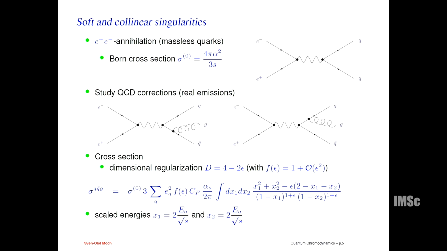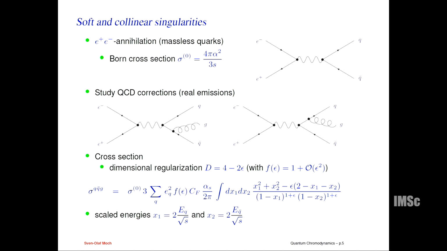So this is 2 minus x1 minus x2. And then in the denominator, those factors 1 minus x1 and 1 minus x2 don't come with unit power, but they come with the power 1 plus epsilon. And now you see already why it is nice to work in d dimensions, because if I do the phase space integration in the variables that I've chosen, namely x1 and x2, then the phase space runs in those variables between 0 and 1.